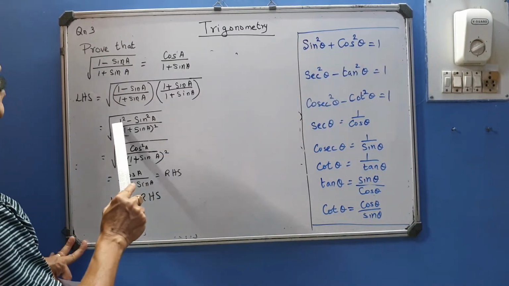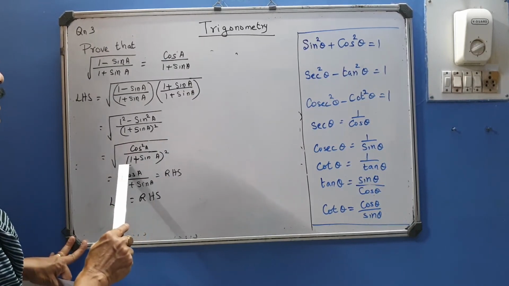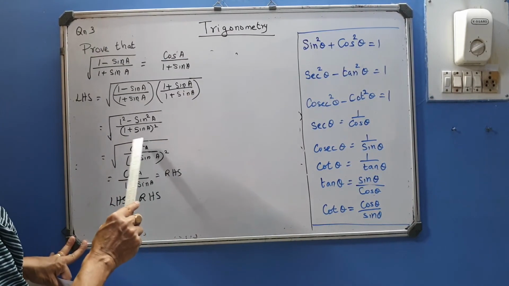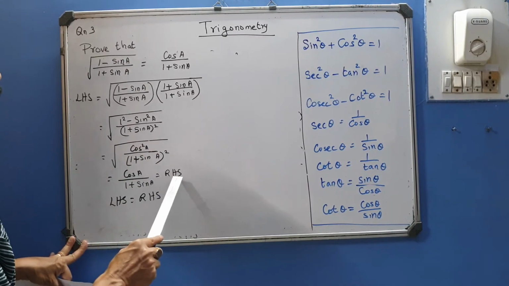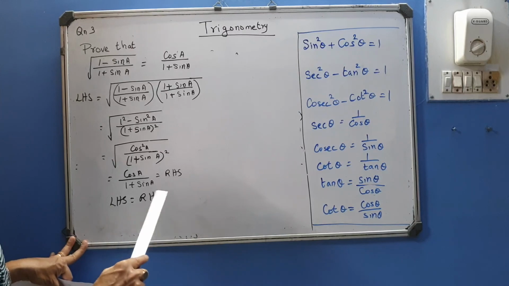But 1 minus sin squared a, taking it to the other side, is cos squared a. So replace 1 minus sin squared a with cos squared a. The denominator is 1 plus sin a the whole squared. Square and square root will cancel each other. We get cos a divided by 1 plus sin a, which is our right hand side. So left hand side is equal to right hand side.